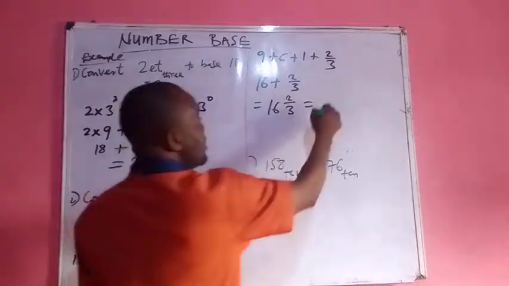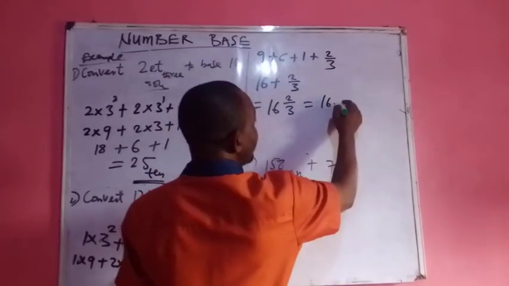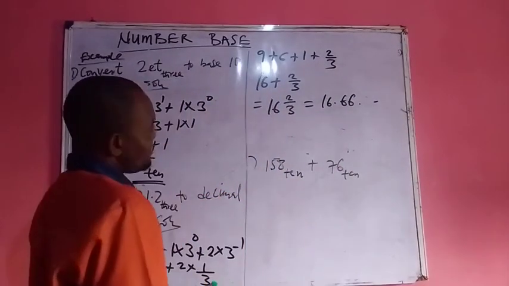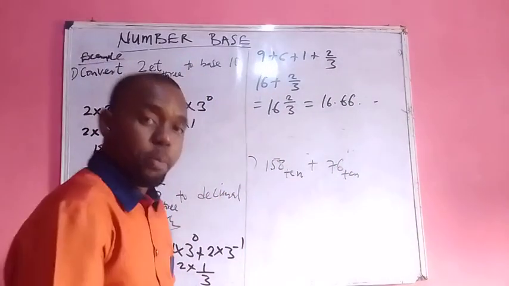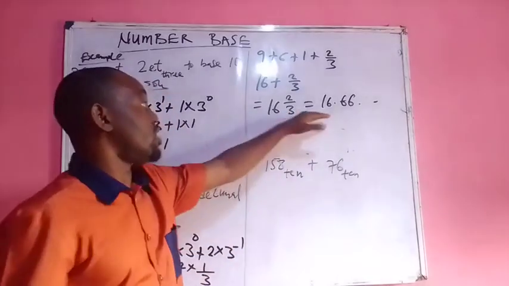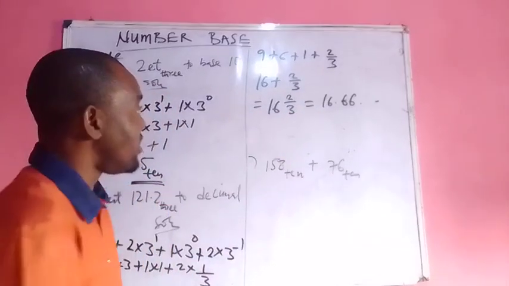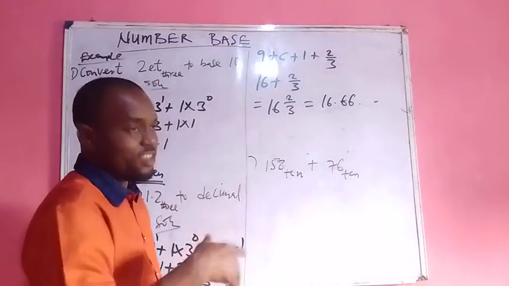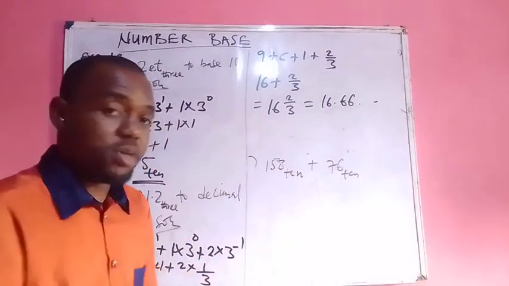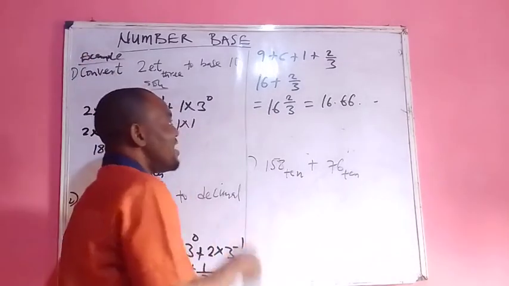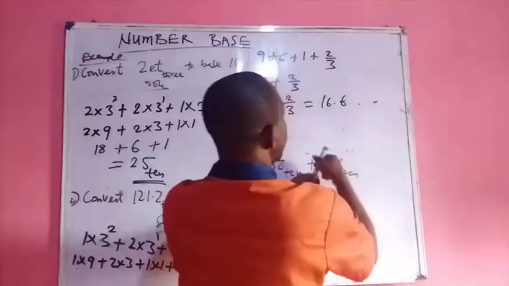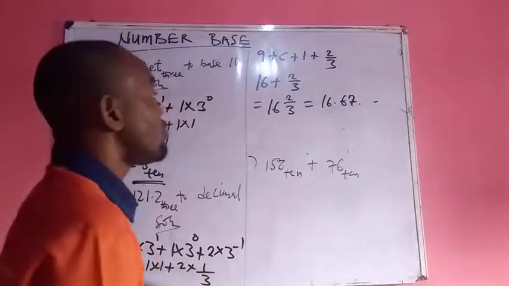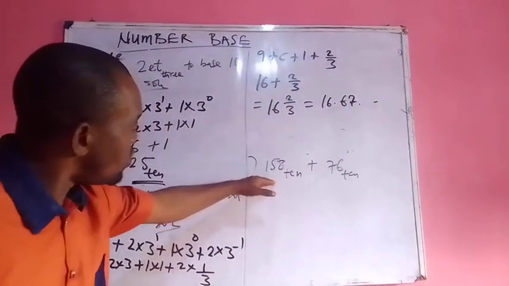In decimal, this should be 16.66 and some numbers, 67 or 665, so depending. Now, if you use your calculator, you will get the correct answer there. So the answer definitely is 16.66, 16.7, or if you approximate, you get it now. So that's the answer. If I approximate it, let's say 16.67. That's if we approximate it. Now let's move on to the next one.